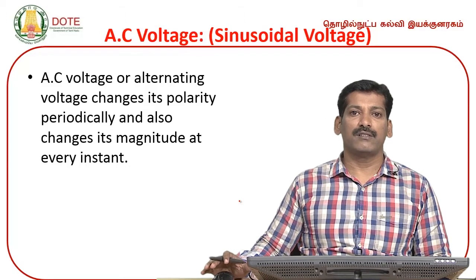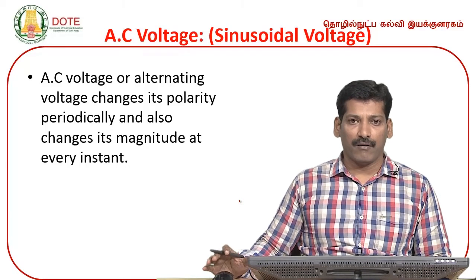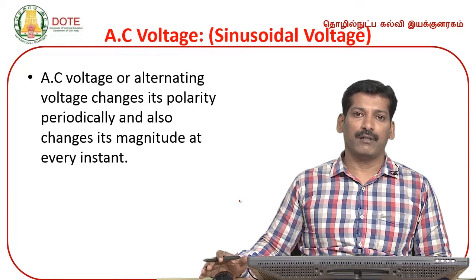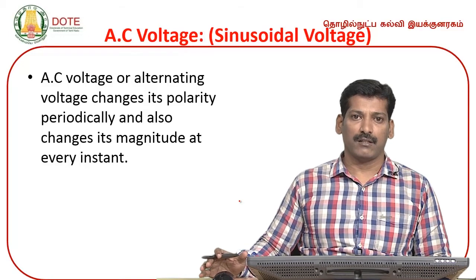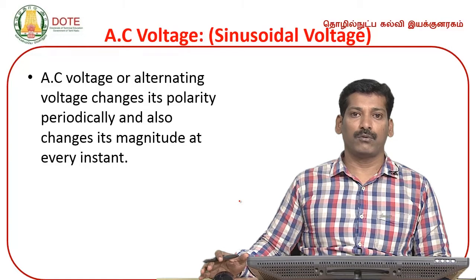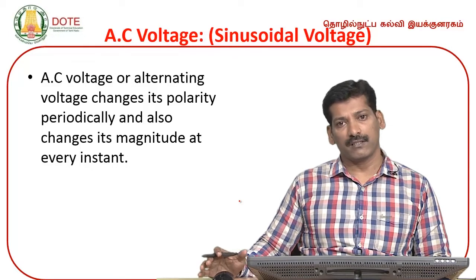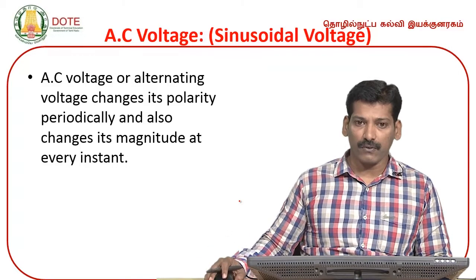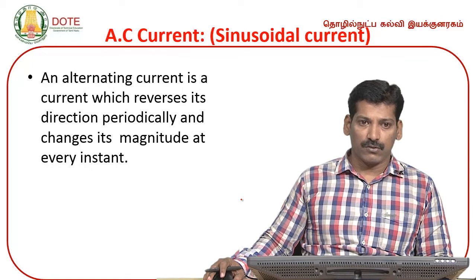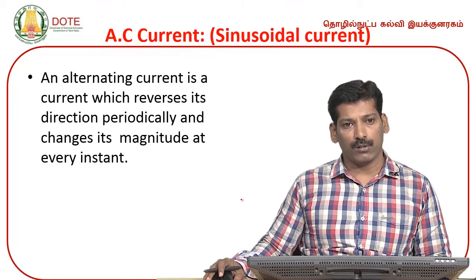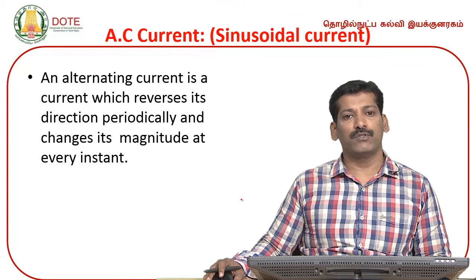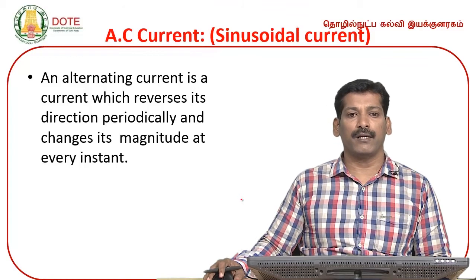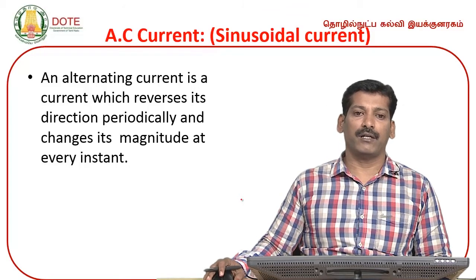This AC voltage is entirely different. For every time sample it is changing. It is changing with respect to amplitude as well as the angle. You can see here. So, similarly alternating current also, an alternating current is a current which reverses its direction periodically and changes its magnitude at every instant.